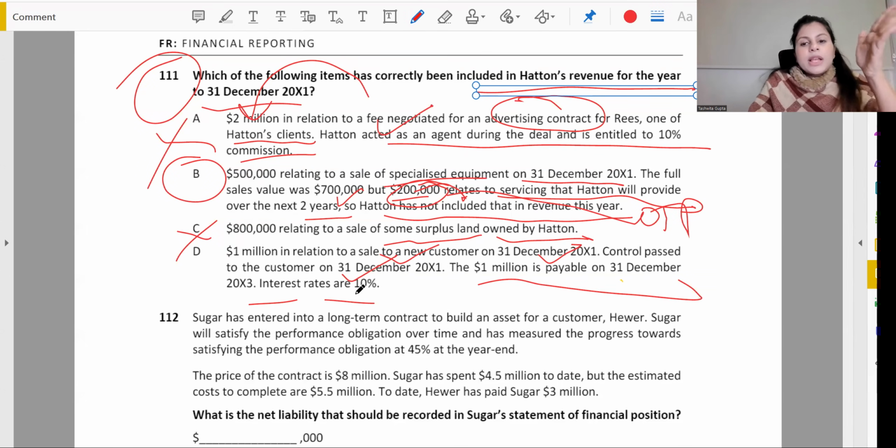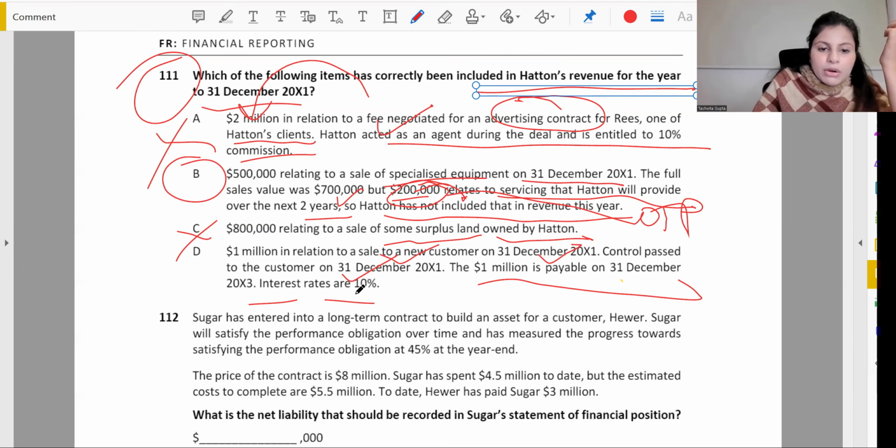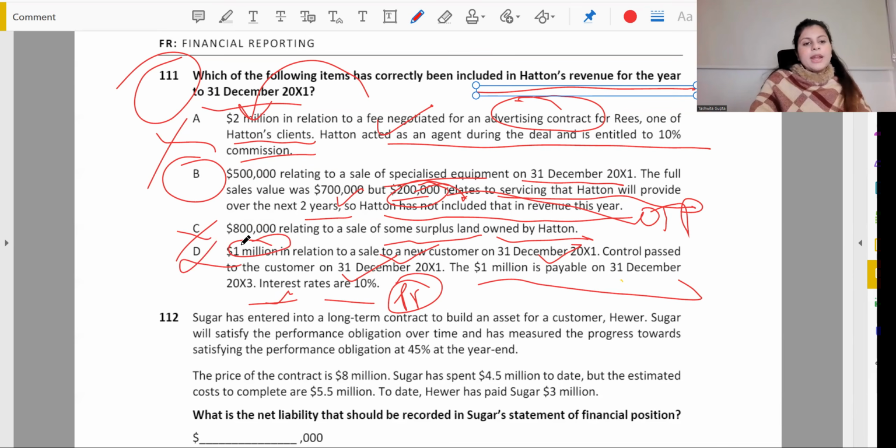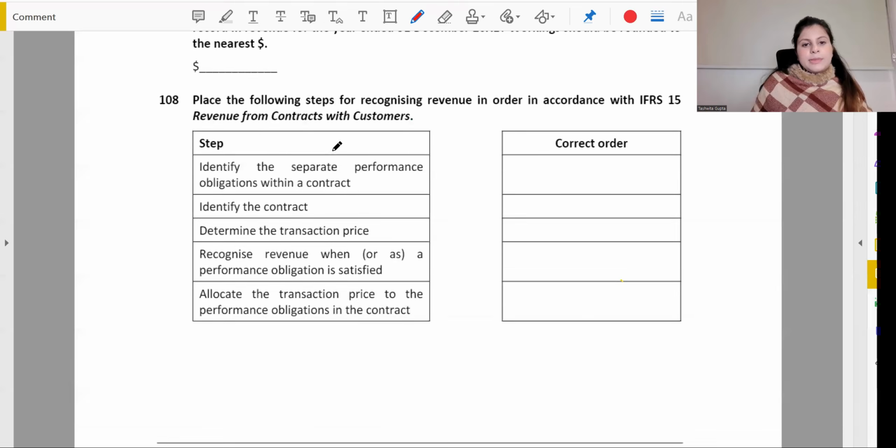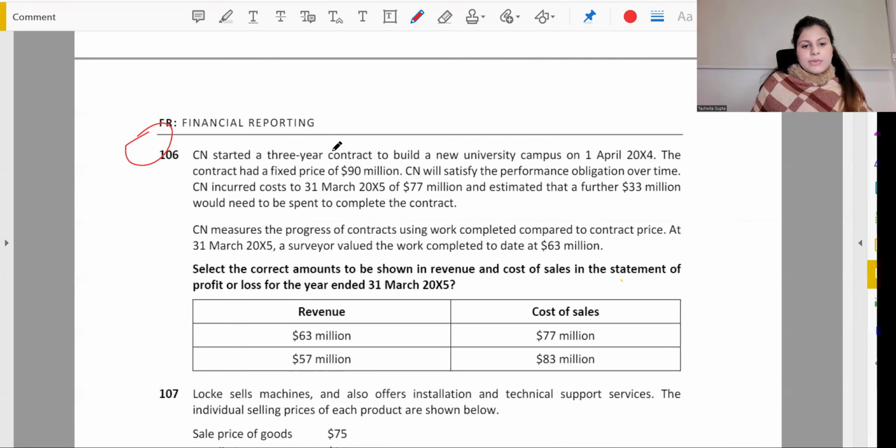So yes, when you transfer the control, that is when you record the revenue. But you should have recorded it at present value because you will receive the money 3 years later. So you should have recorded it at present value and not at 1 million. So this is also incorrect. So my correct option is only option B. Right? So that being done, let's do the next one.